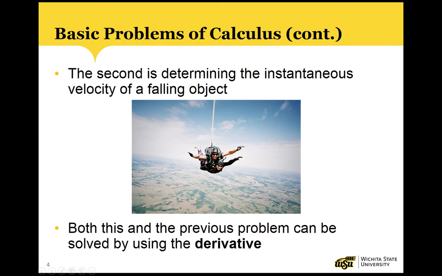The second basic problem of calculus is to determine the instantaneous velocity of some falling object. If you decide to jump out of a perfectly good airplane, after a little bit more study in this course, you will be able to determine the exact velocity at which you are plummeting to your doom. Both this and the previous problem can be solved by using a new calculus idea called the derivative.